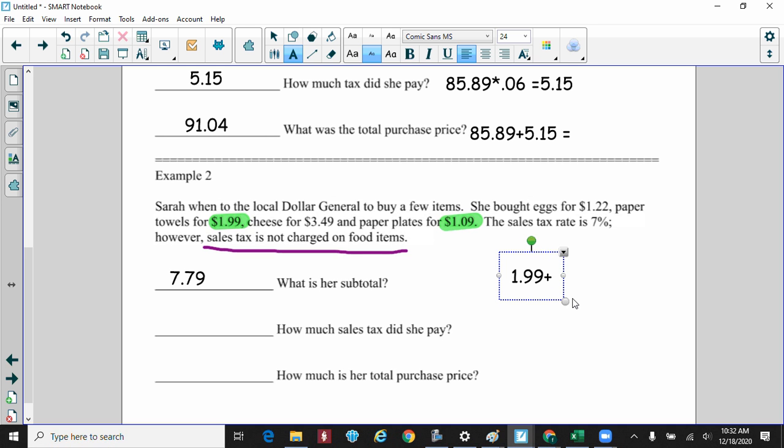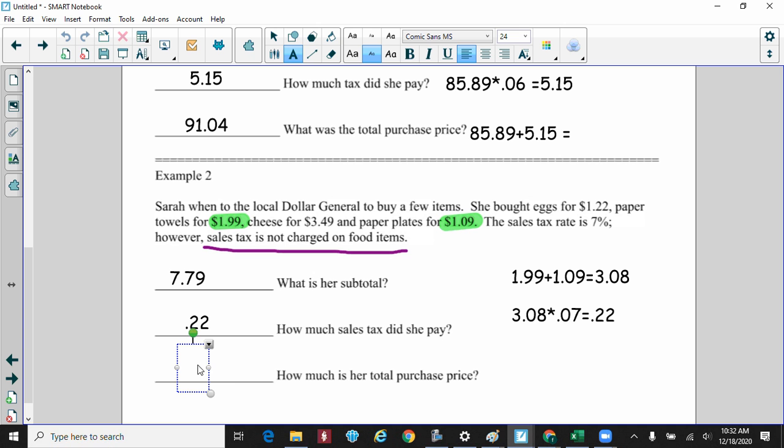1.99 plus 1.09 gives me 3.08. This is the number that I'm multiplying by the tax because this is the only thing that's going to be charged tax: non-food items. So 0.07 gives me 22 cents. All right, so how much tax will she pay? She'll only pay 22 cents because half of what she bought were food items. So very simply, how much is the total purchase price?